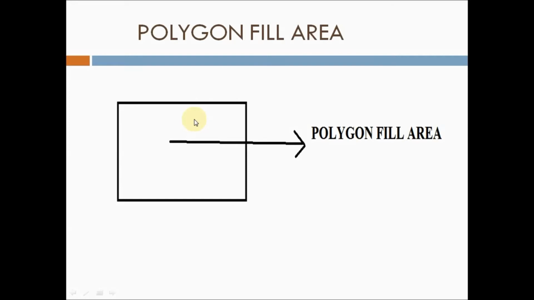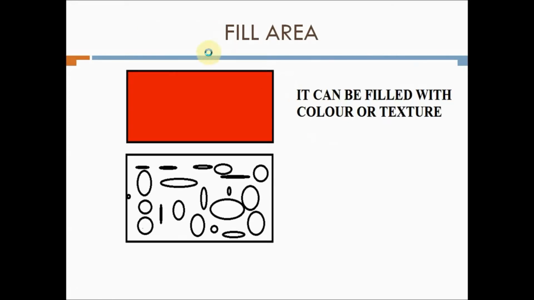Every closed object will have an area, and this area of a polygon can be filled with a color or a texture. This first example is for filling with a color. The rectangle polygon area is filled with the color red. In the second example, the polygon area is filled with some texture, some designs. So now you can see that the polygon fill area can be filled with a color, or it can be filled with a texture. Every closed object will have some area, and that area of the polygon can be filled with a color or a texture.